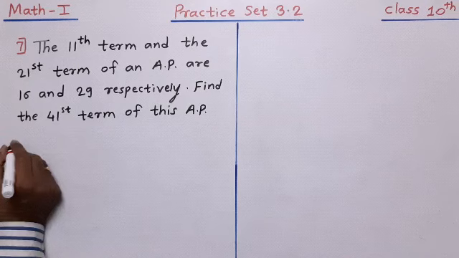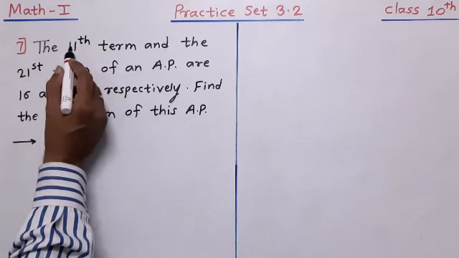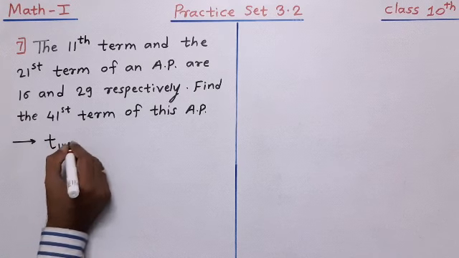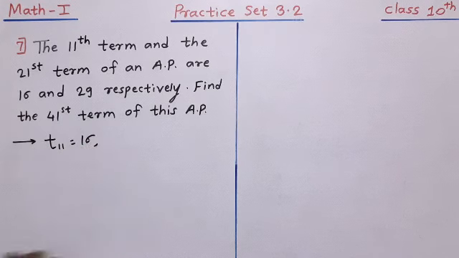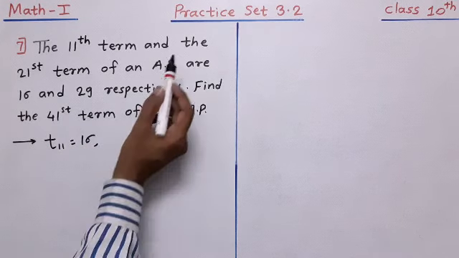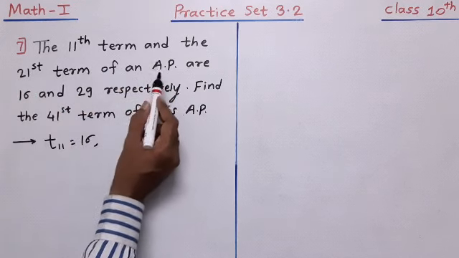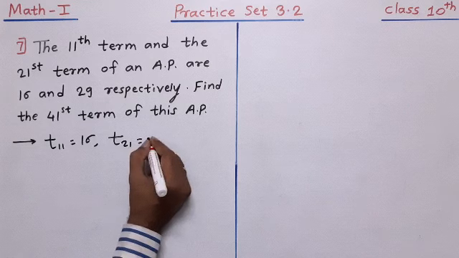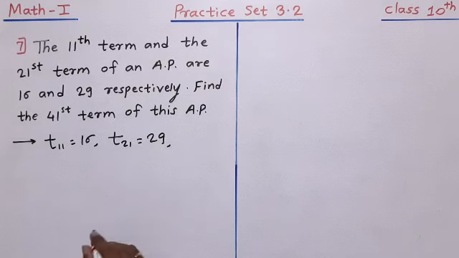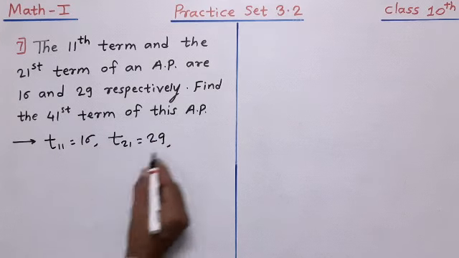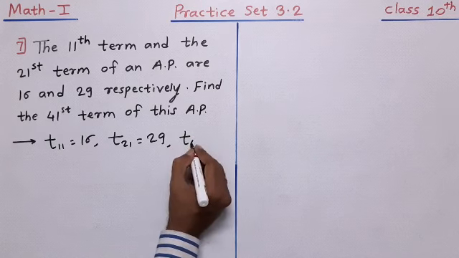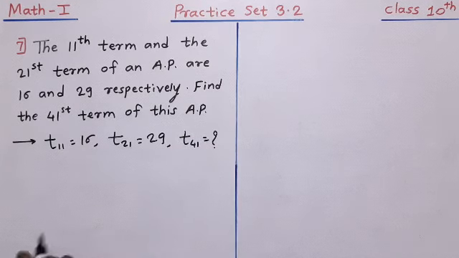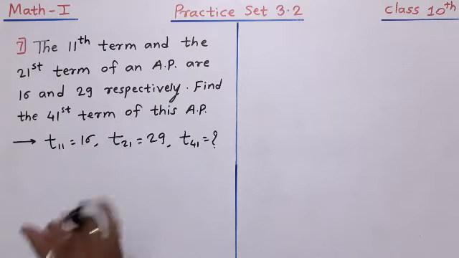See first, the 11th term of an AP is given 16. Means T11 is equal to 16. This is data. The second thing is given here, the 21st term of AP is 29. Means T21 is equal to 29. Find the 41st term. 41st means we have to find out T41. That is equal to question mark. In this way, the whole example is written in a data form.